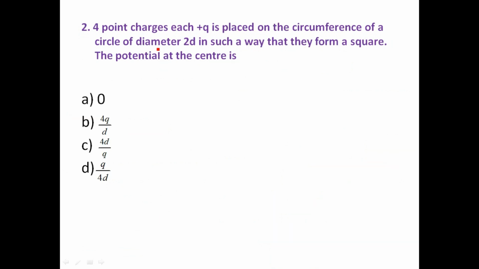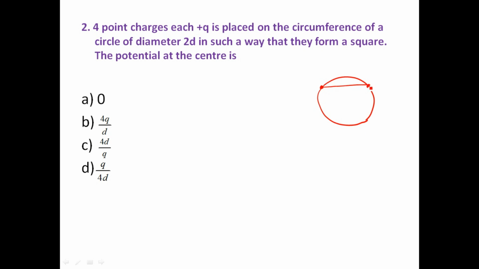Let us read out question number 2. Four point charges, each plus Q, are placed on the circumference of a circle of diameter 2D in such a way that they form a square. The potential at the center is. Let me draw a circle. Let us also say that the radius of the circle is d, or the diameter is 2d. There are four charges plus q. They are placed on the circumference and they are going to form the corners of a square.